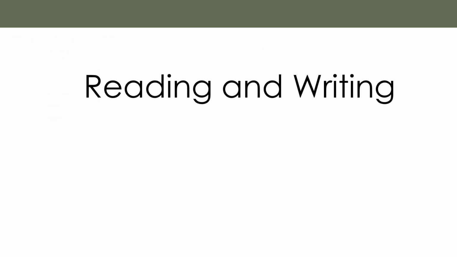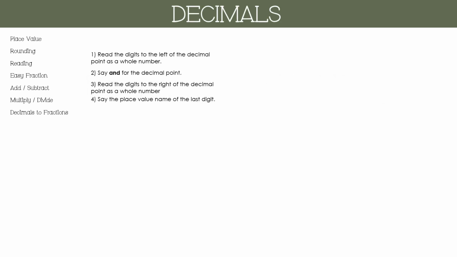Reading and writing decimals. There's a couple things that we need to remember for us to read and write decimals. We need to read the digits to the left of the decimal point as a whole number. Say "and" for the decimal point. Read the digits to the right of the decimal point as a whole number. And then say the place value name of the last digit. Oh my gosh. Well, it's not as hard as it sounds.